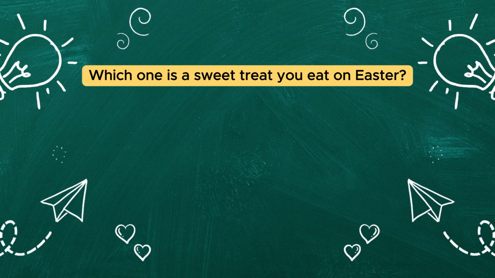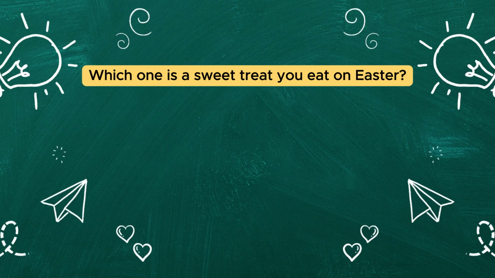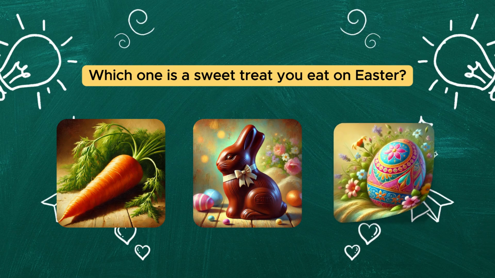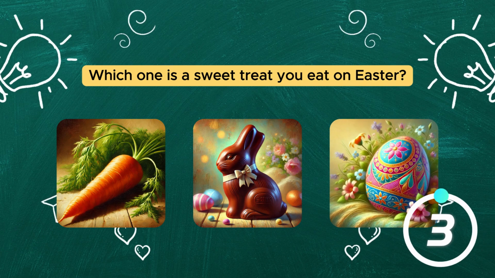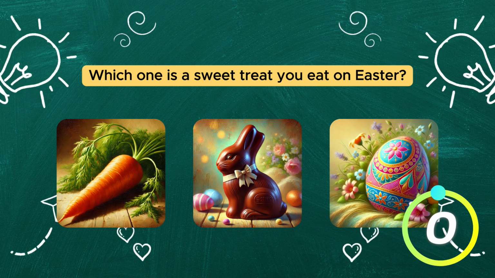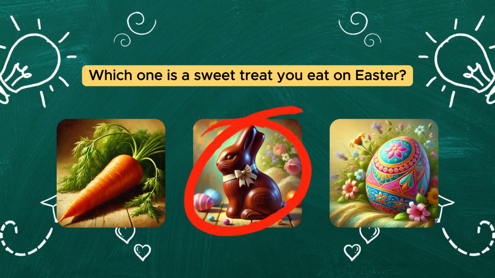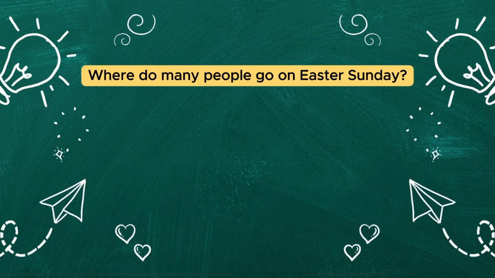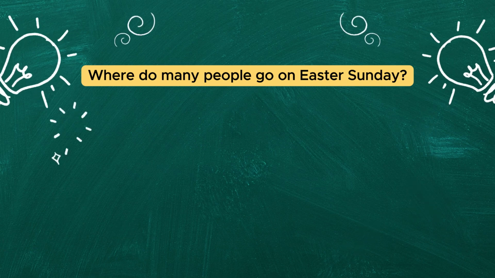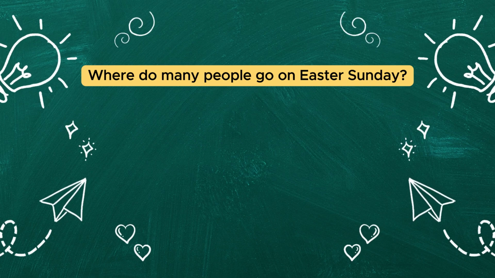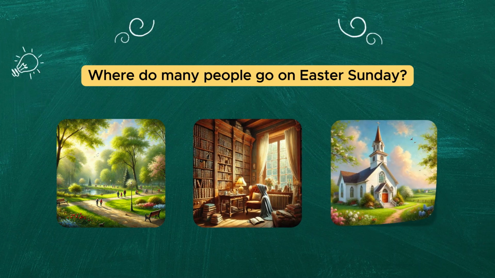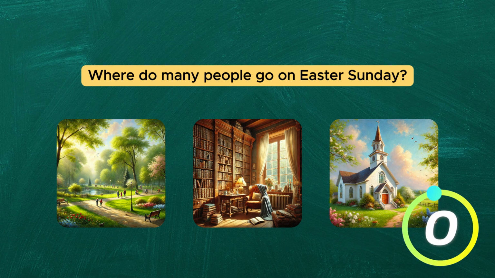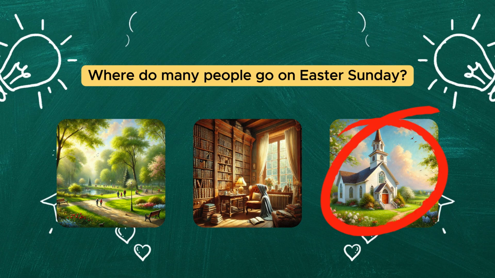Question 4. Which one is a sweet treat you eat on Easter? Is it a carrot, a chocolate bunny, or an egg? That's right. It's a chocolate bunny. Question 5. Where do many people go on Easter Sunday? Is it a park, a library, or a church? You got it! It's a church!